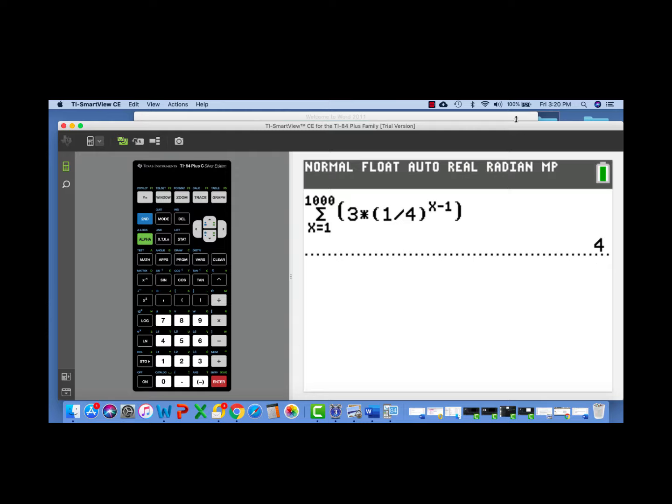So we can verify that by just using a really big number for our ending value. And typically, like I said before, 1,000 works. Now, if 1,000 doesn't work, you might want to go out to like 1,500, but usually 1,000 works just fine.